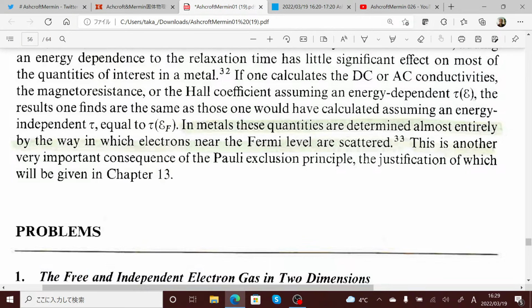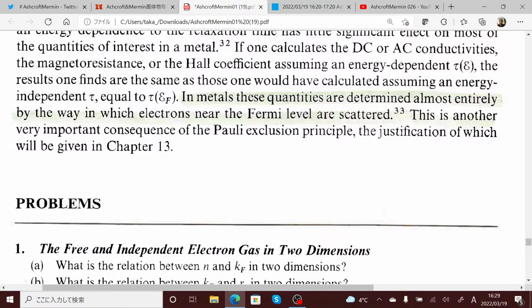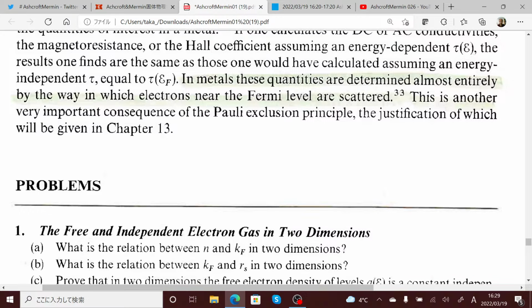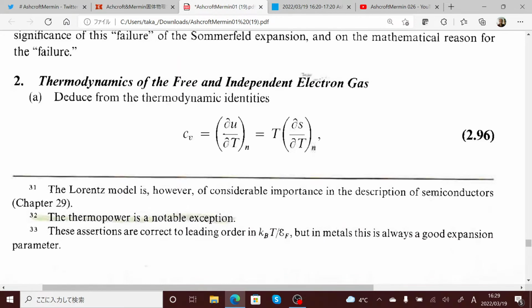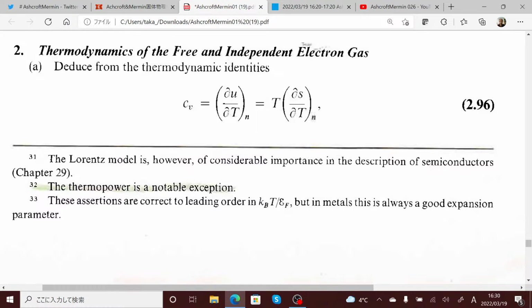In metals, these quantities are determined almost entirely by the way in which electrons near the Fermi level are scattered. This is another very important consequence of the Pauli exclusion principle, the justification of which will be given in Chapter 13. Footnote: the Lorentz model is, however, of considerable importance in the description of semiconductors, Chapter 29.